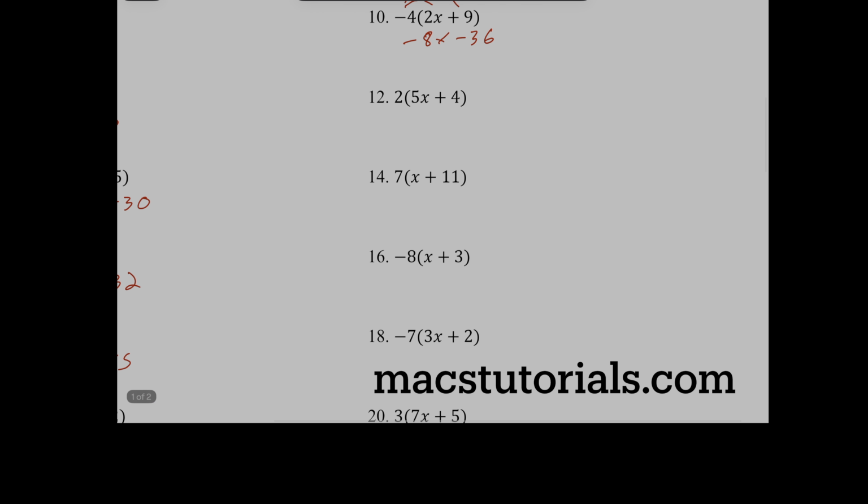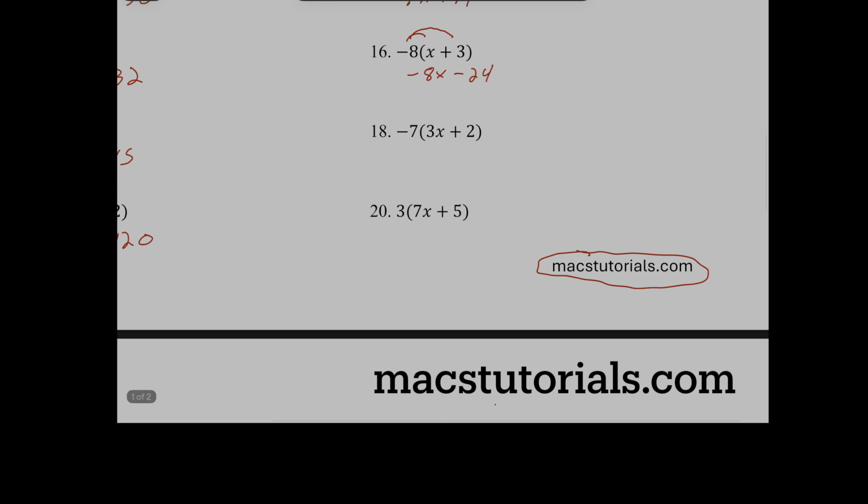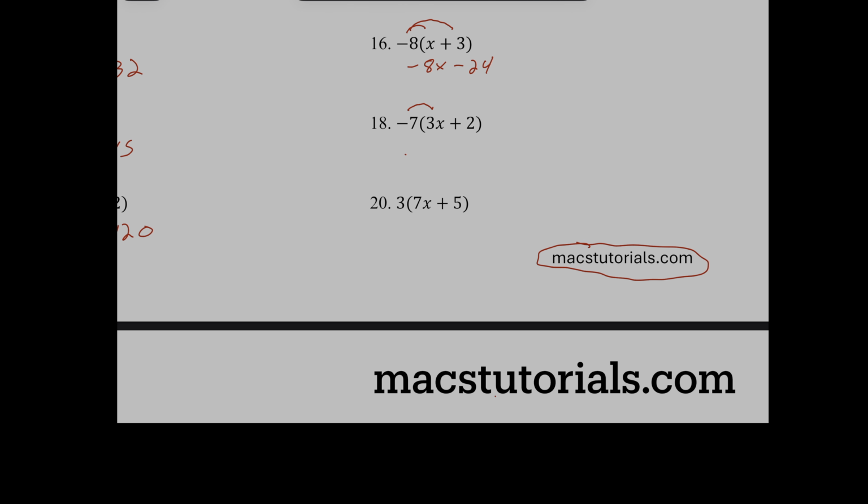Number 12. I'm going to go positive 2 times positive 5x is a 10x. Positive 2 times positive 4 is positive 8. 7 times x is 7x. 7 times positive 11 is positive 77. Negative 8 times x is negative 8x. Negative 8 times positive 3 is a negative 24. And then we get 18: negative 7 times 3x is negative 21x. Negative 7 times positive 2 is negative 14. And lastly, 3 times 7x is 21x, and 3 times positive 5 is a positive 15.